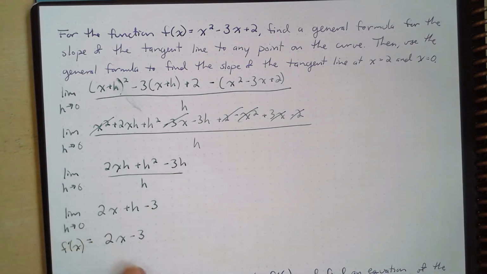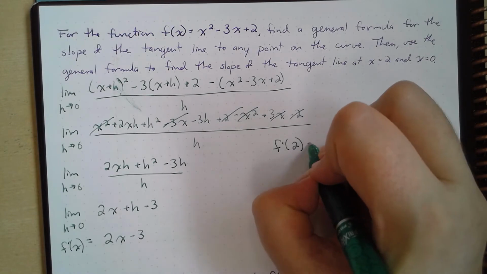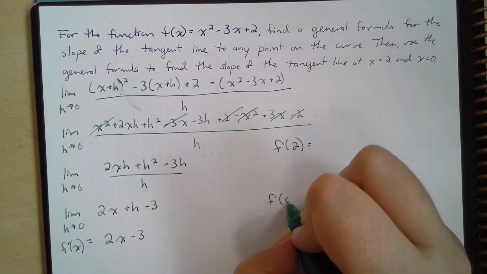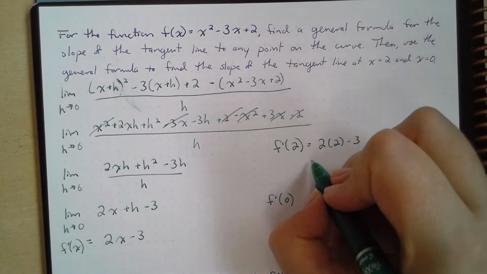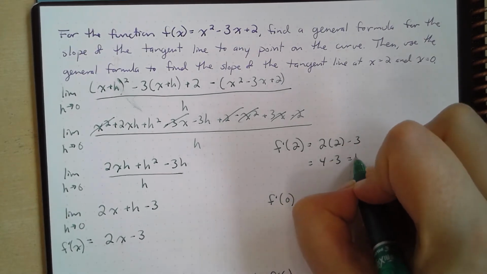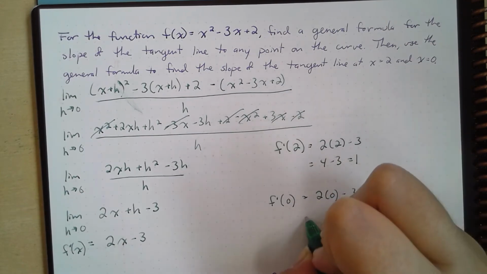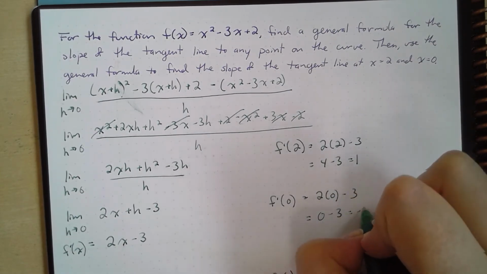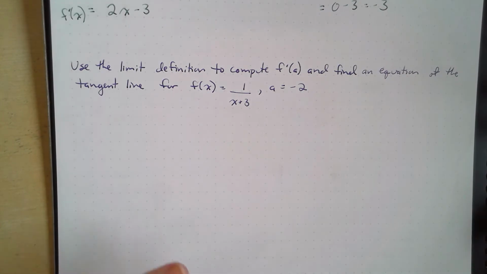That's the general formula. So now we want to find f prime of 2 and f prime of 0. Well, f prime of 2 is just going to be 2 times 2 minus 3, which is 4 minus 3, which equals 1. f prime of 0 is 2 times 0 minus 3, which is just 0 minus 3, which equals negative 3. So pretty simple. All right, one last final example here.